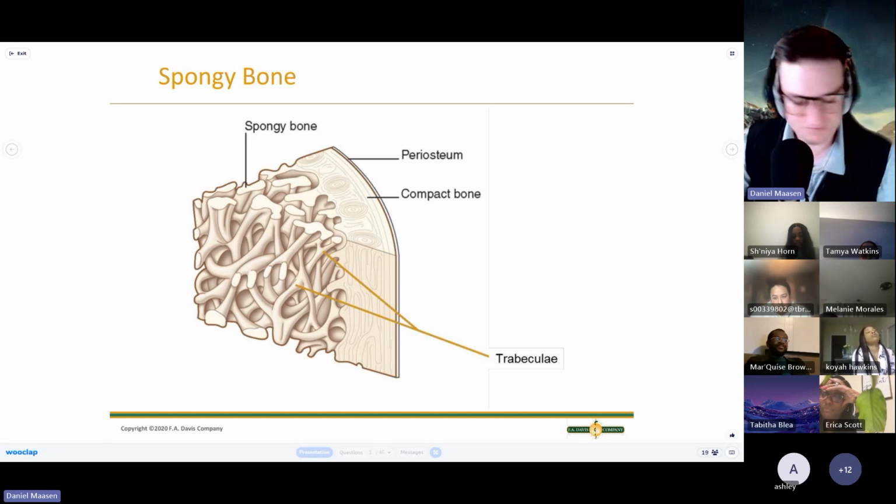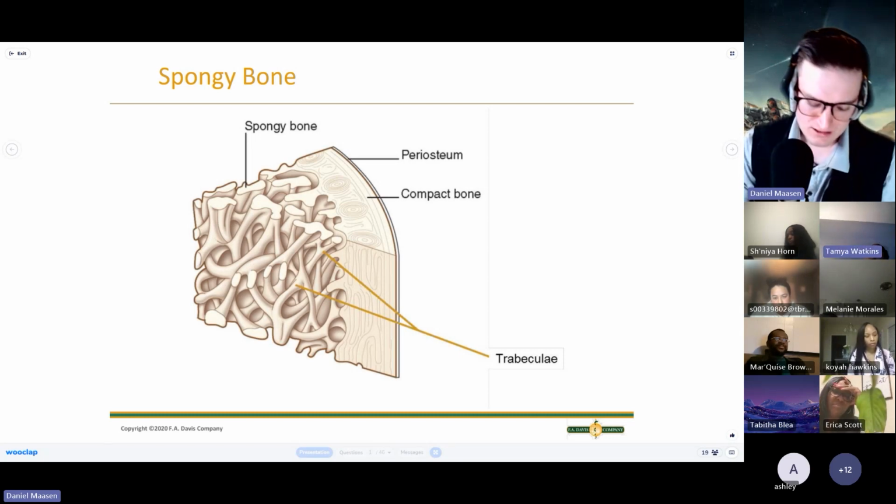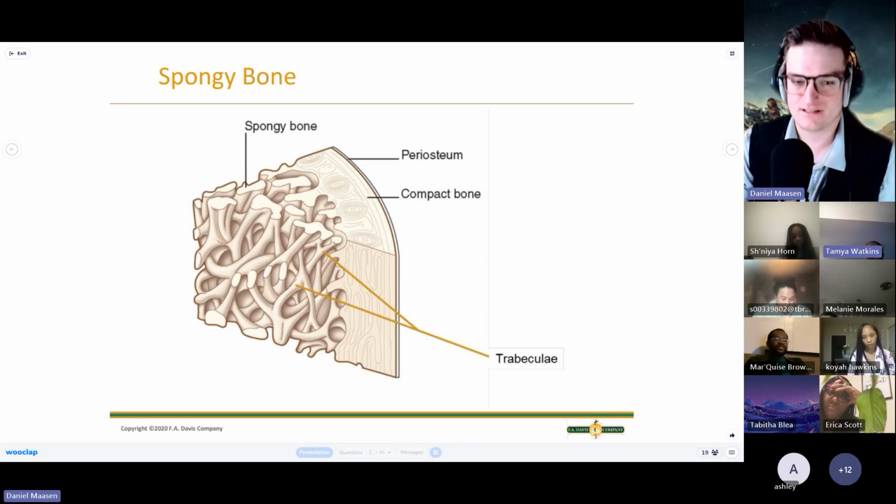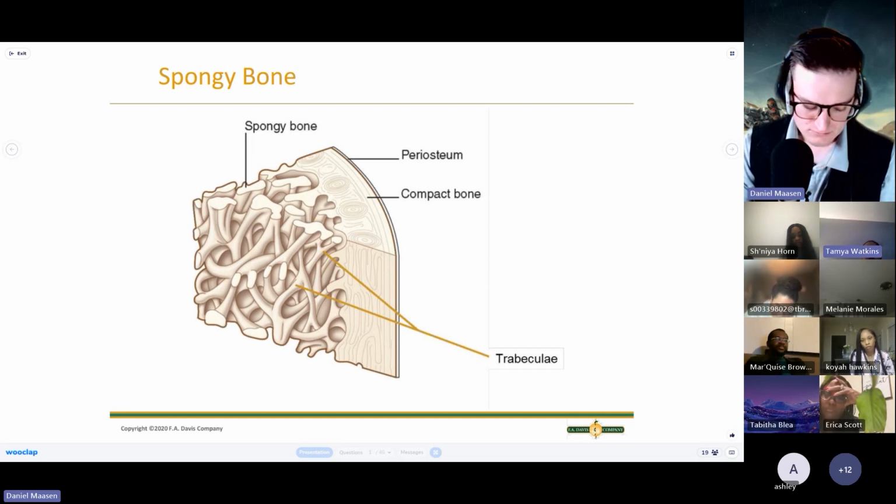Tam, did you have a question? Yeah, you said it also holds the red bone marrow. Yes. Okay, and one more question. After this, are you going to go back to the definition? Because I forgot, I didn't write the spongy definition down.